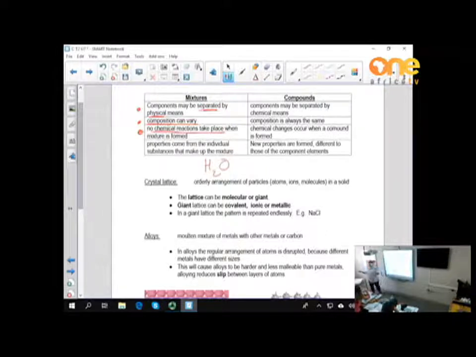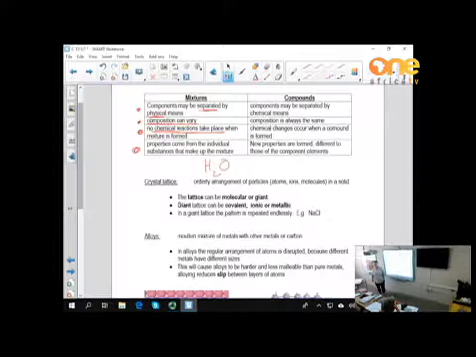In other words, will it become hotter or colder? The properties come from the individual substances that make up the mixture. If I have water and I have sugar, sugar is sweet, water is fairly tasteless. So if I add the sugar to the water, it gets a sweet taste. All right, which is a mixture of the two properties. All right, compounds.